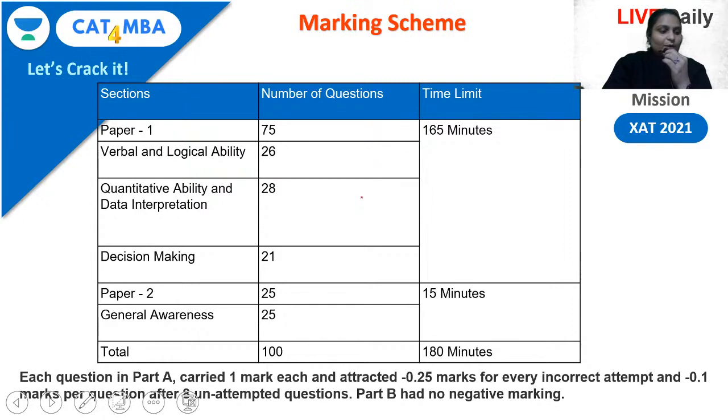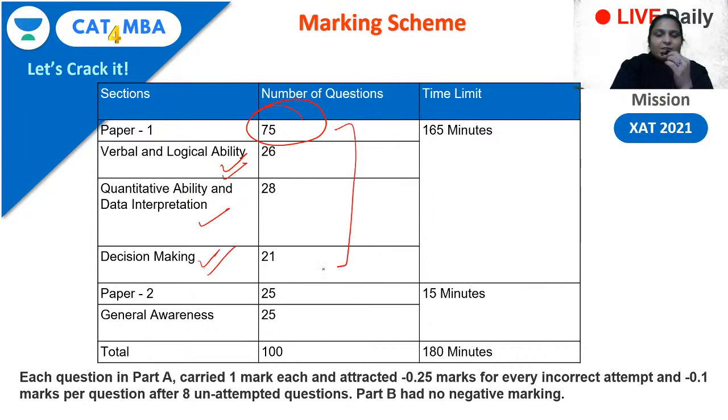And how do you calculate your marks? For each question in Part A, Part A means the 75 questions of verbal and logical ability, quantitative ability, and decision making. These 75 questions comprise your Part A. For each of them, each correct answer will carry 1 mark. A wrong answer will attract a 1/4 mark penalty.